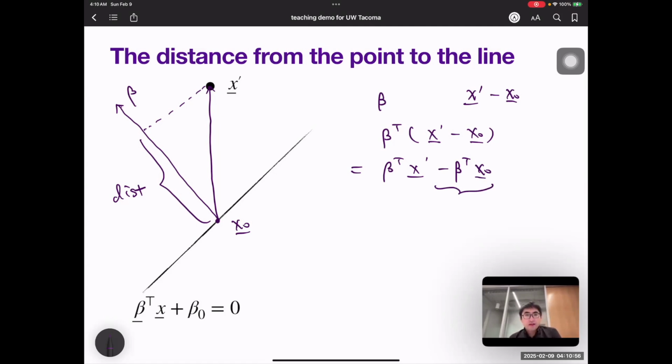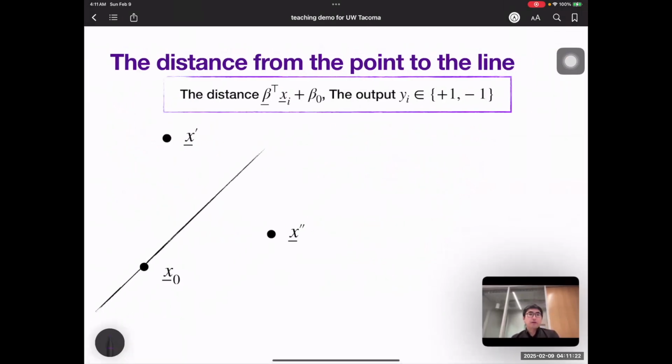Now let's take a look at the second part. Because we already know that x naught lies on the line, the second part is equal to beta naught. This helps us further simplify it to plus. This is the distance.